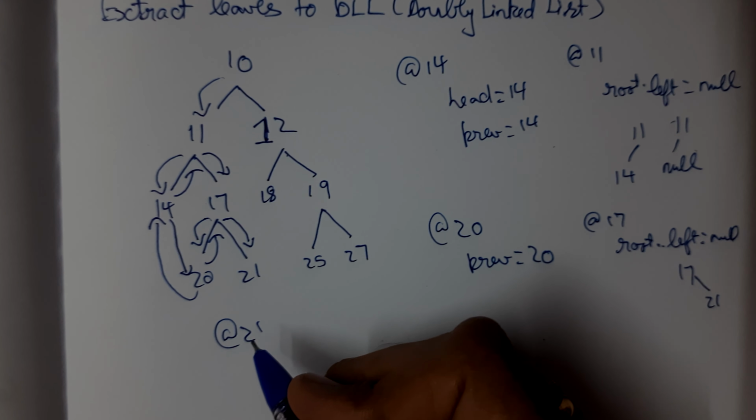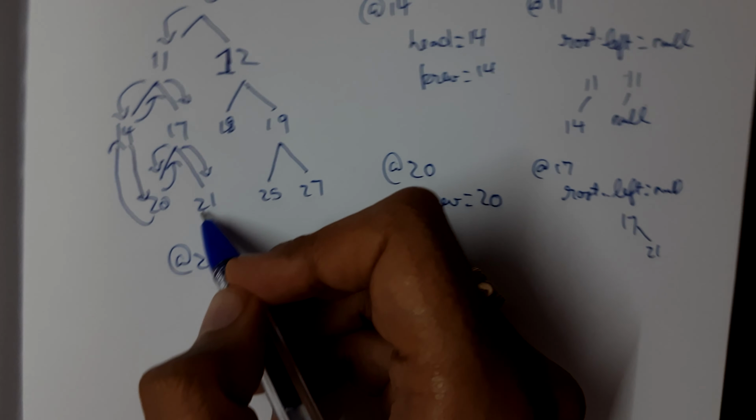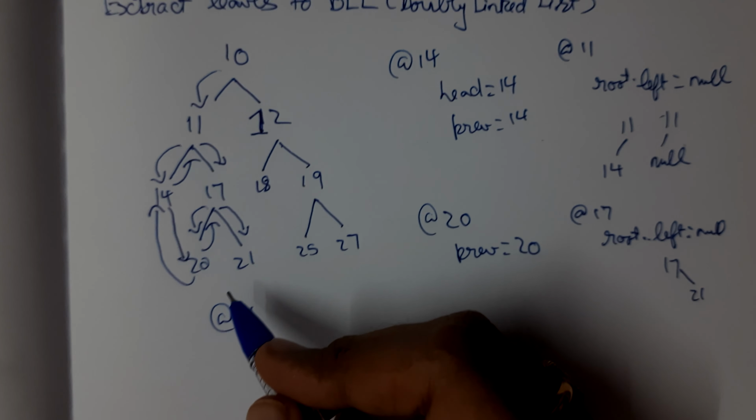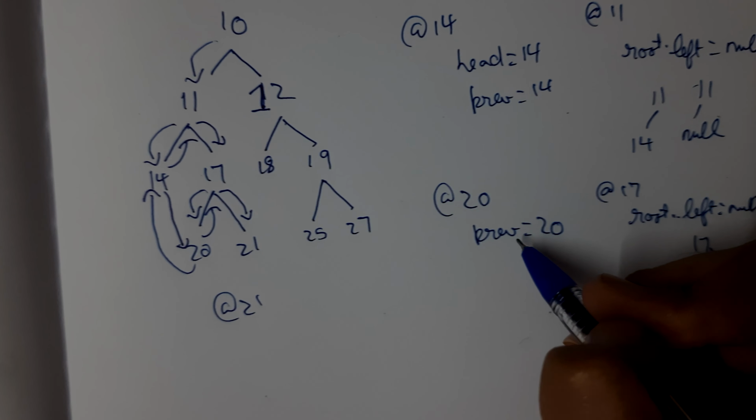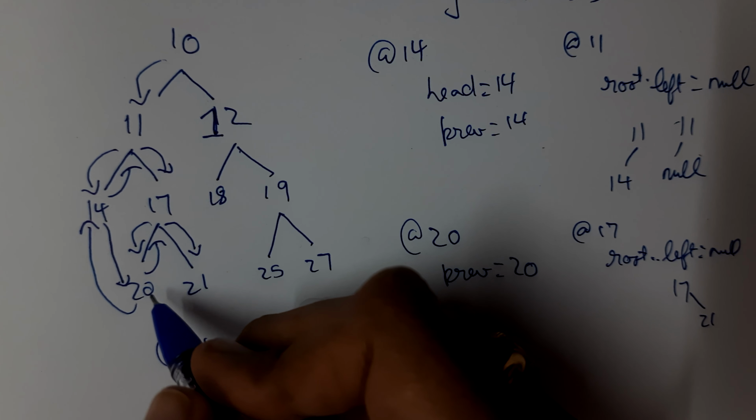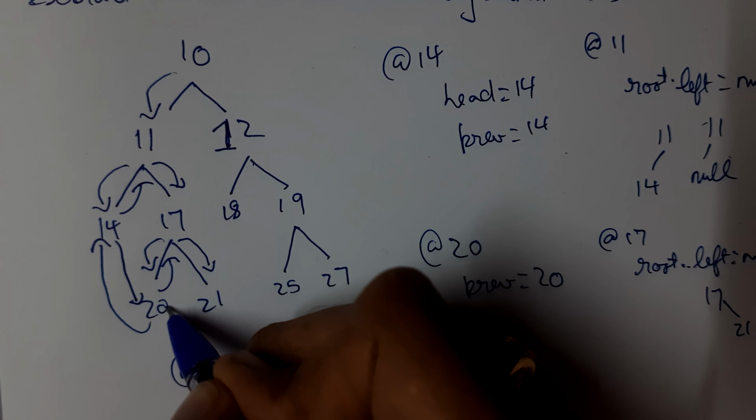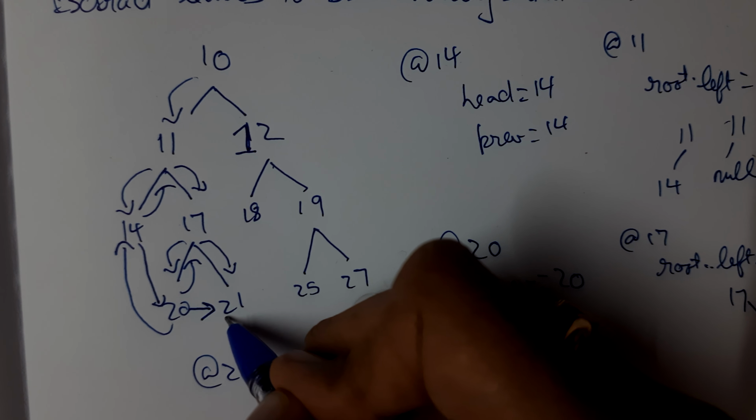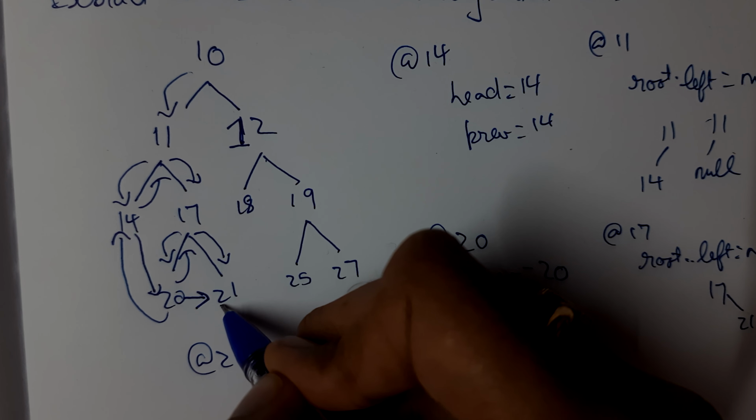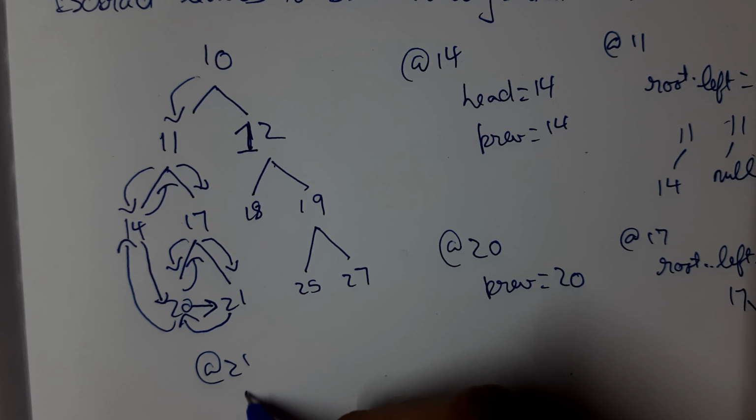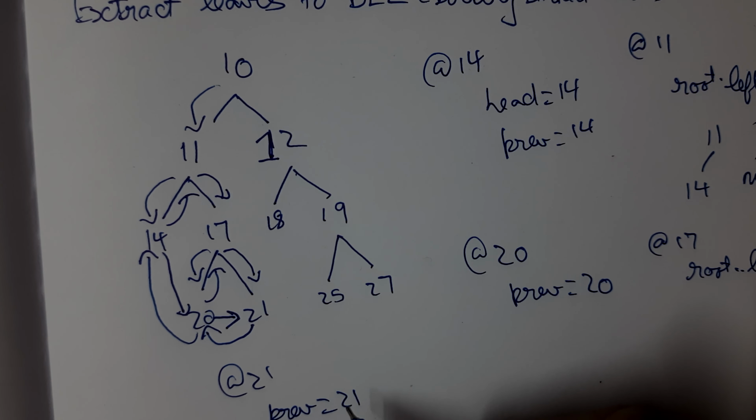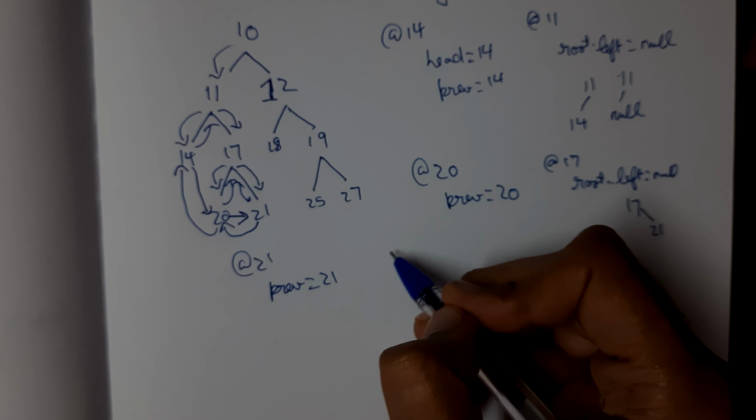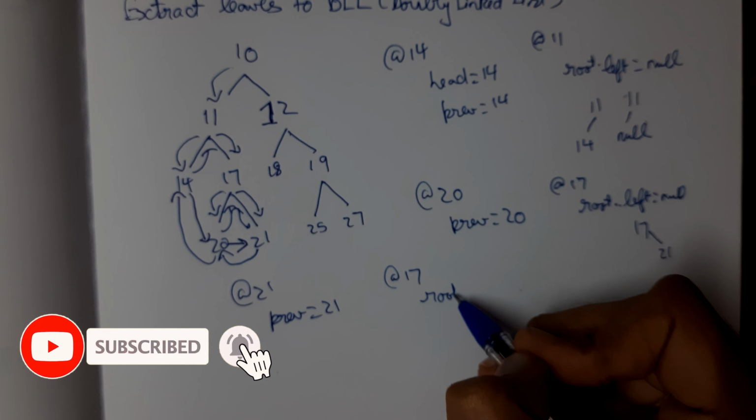At 21, the if condition is satisfied, that is, left and right both are null, and since the head is not null here, and prev is 20, we have prev dot right, that is 20 dot right, is equal to root. So the right pointer of 20 will now be pointing to 21, and root dot left is equal to prev, that is, the left pointer of 21 will be pointing to 20, and prev is equal to root. Now prev will become 21, and we will again return a null value to 17. So at 17, root dot right is also null.